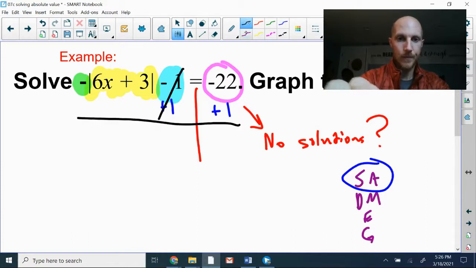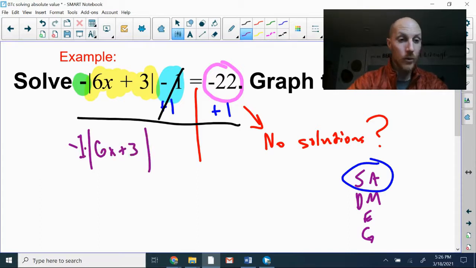These are going to cancel. So the negative sign comes down. Really, that's like a negative 1 in there being multiplied by the absolute value of 6x plus 3. If it would be helpful to you, you can totally fill in that invisible 1. The negative sign just means negative 1 times. Sometimes we just don't write it down. Sometimes it's helpful to see it.